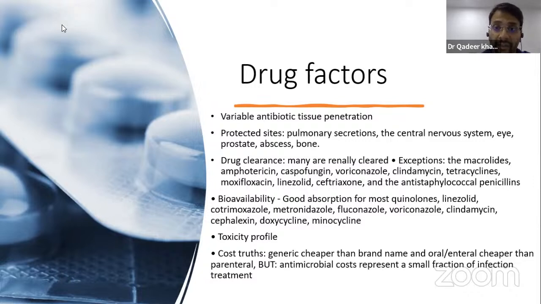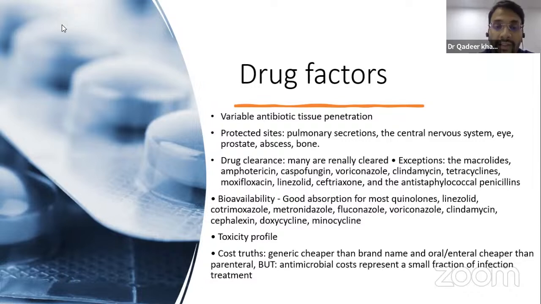We should know about the clearance of drugs, which are renally cleared. The majority of antibiotics are renally cleared, with exceptions like macrolides, antifungals like amphotericin, caspofungin, voriconazole, and other antibiotics like clindamycin and tetracyclines, which have other ways of clearance, like hepatic clearance. Bioavailability, we should think of it: how will be the absorption of these antibiotics when given, whether oral absorption is good, IV absorption, and so on, we should come to know. Most of the antibiotics have good absorption, like quinolones, cotrimoxazole, metronidazole and so on.